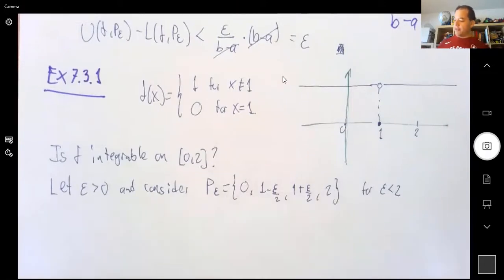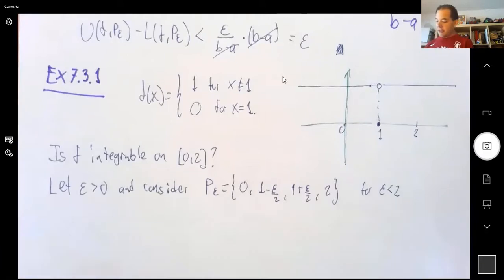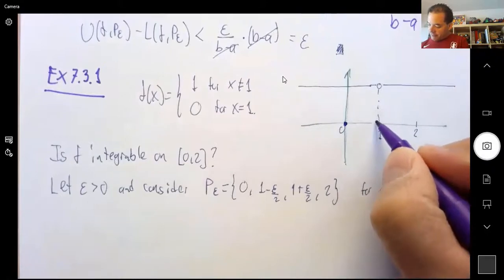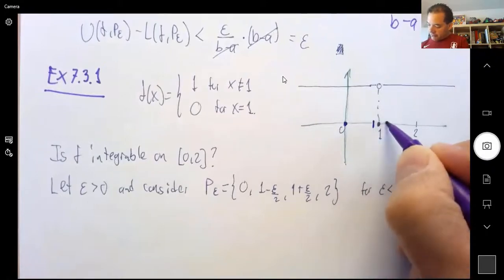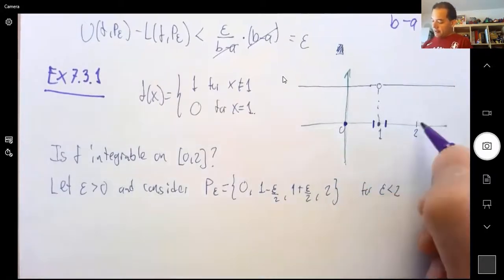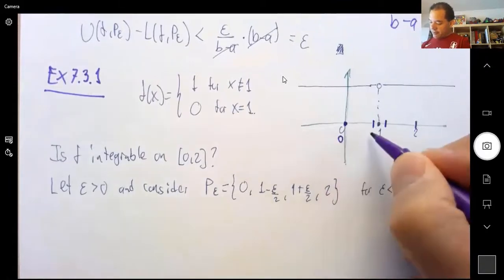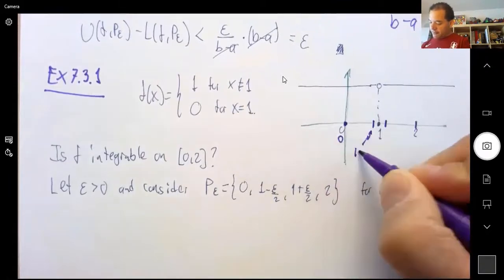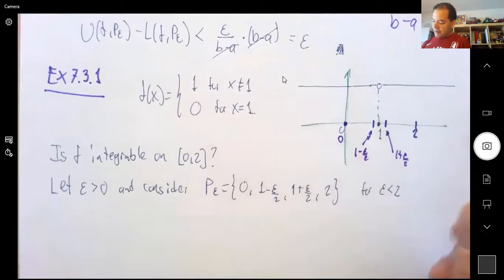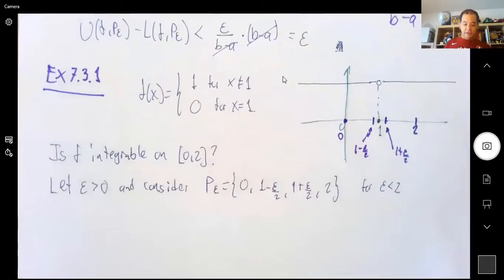So what is it that I'm doing? Let me put the partition right here in our picture. So one of them is 0. The other one is a little bit to the left of 1. And the other is a little bit to the right of 1. So we're sandwiching where the problem is, right? The problem is at 1. And then 2. So we have 0. This guy over here is 1 minus epsilon over 2. This guy is 1 plus epsilon over 2, and 2. And this little interval around 1 has length epsilon, tiny, right? Okay, now let's calculate the L and the U, right? What is the lower sum?